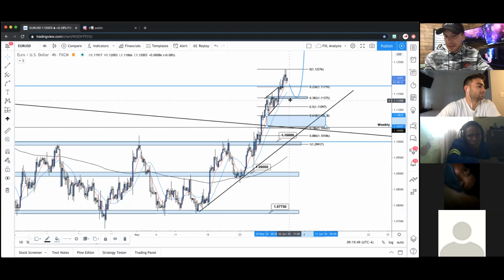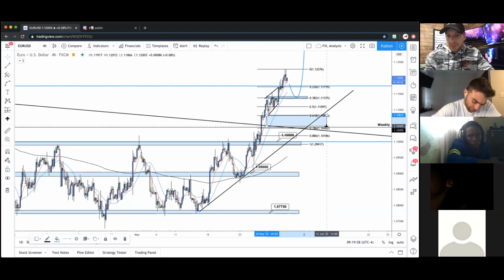Will it pull back that quickly to hit this? Who knows? I mean, we got to see. But I want to bring this to your attention. This is a decent little area too. Okay.